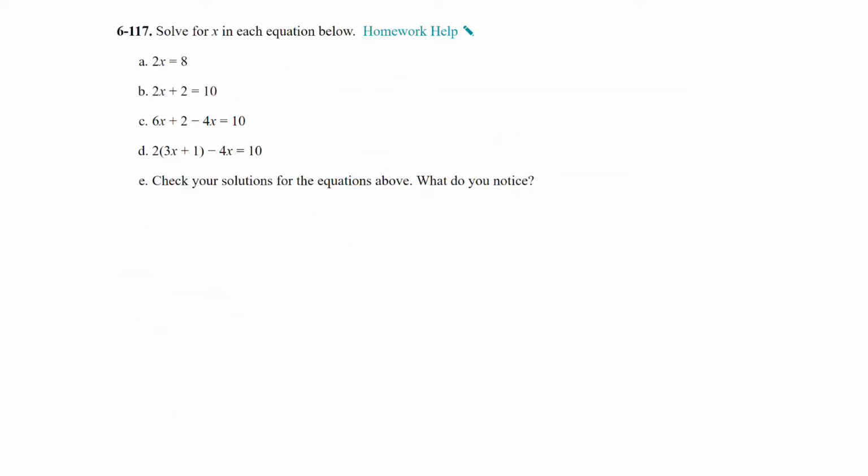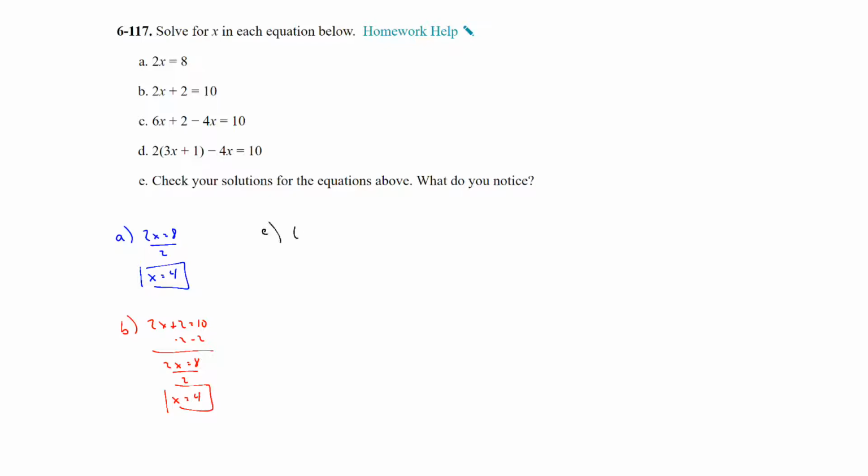Question 117. Solve for each x in the equation below. So once again, just continuing to work on being able to solve one-variable equations. A, you have 2x is equal to 8, so one step, divide by 2. X is equal to 4. B, 2x plus 2 is equal to 10, so if you subtract 2, you get 2x is equal to 8, which is the first problem. Divide by 2. X is equal to 4.